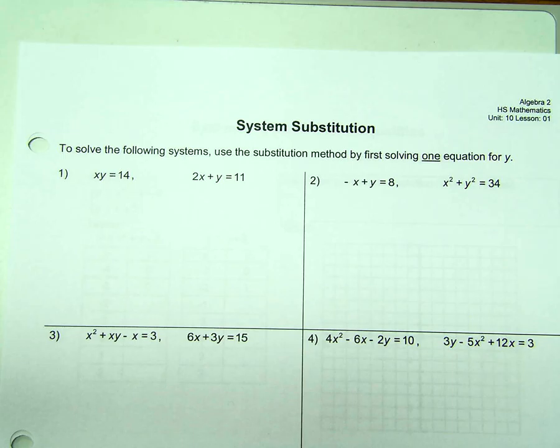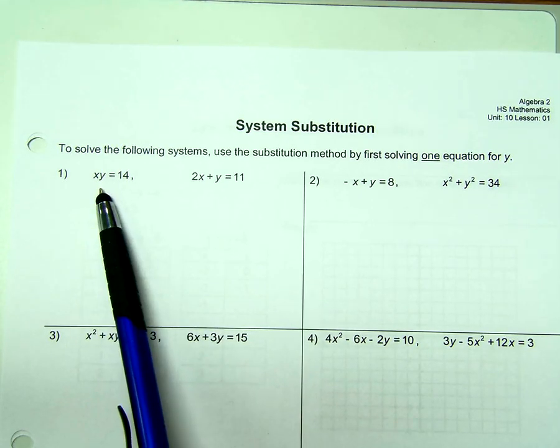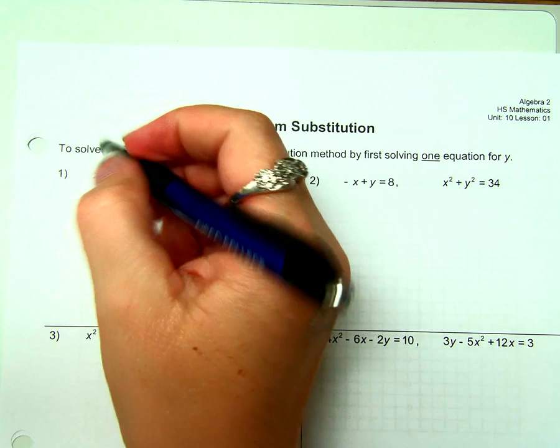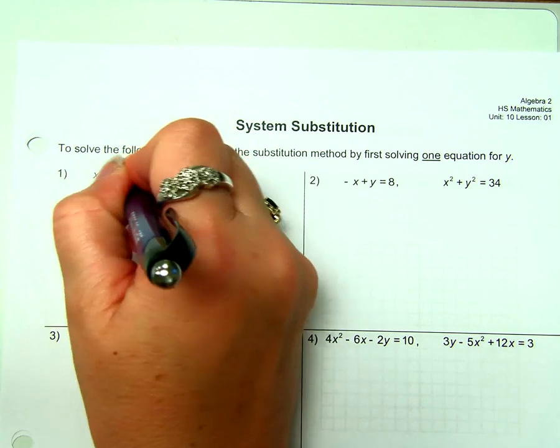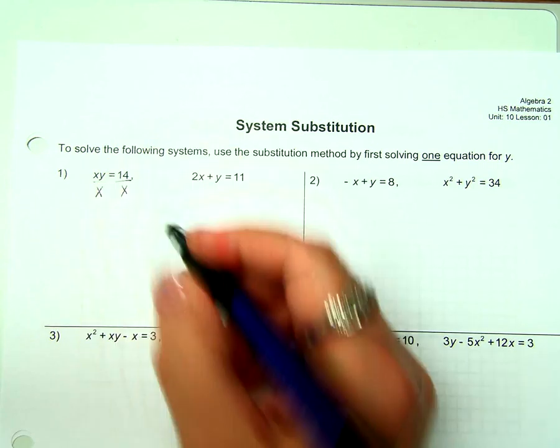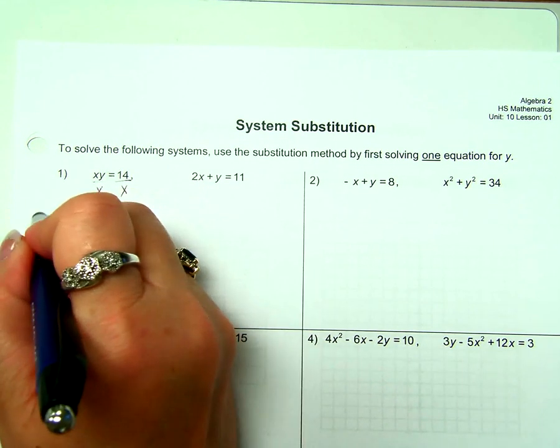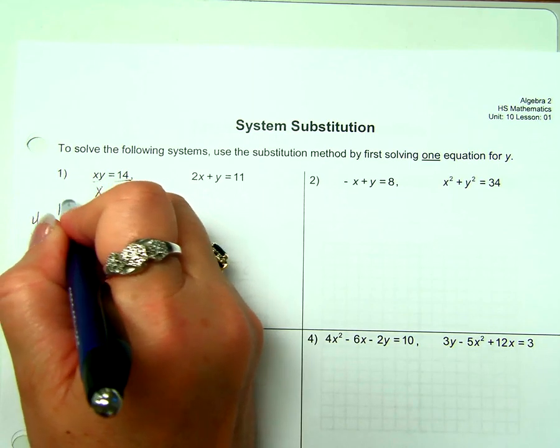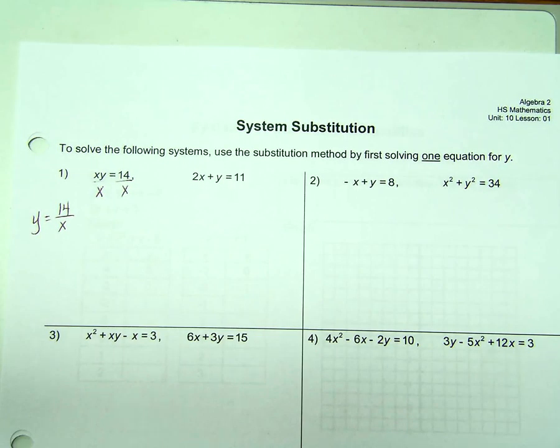We want to choose to solve for a variable. That's what we need to do in substitution. We need to choose one variable to solve for, right? Which variable would you choose to solve for in this case? Which y? So this one right here? Okay. How would I solve for that y? If I divide both sides by x, I get y equals 14 over x, right?